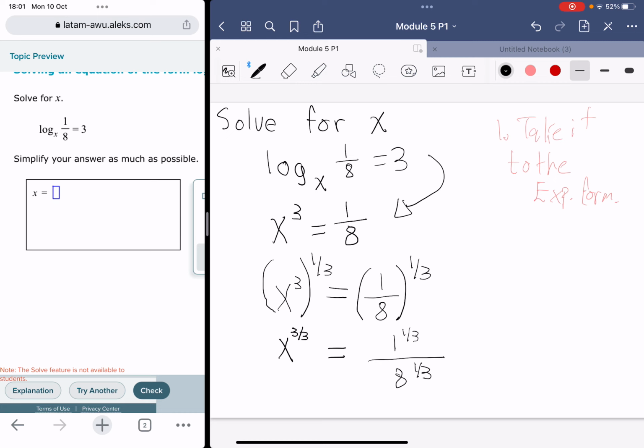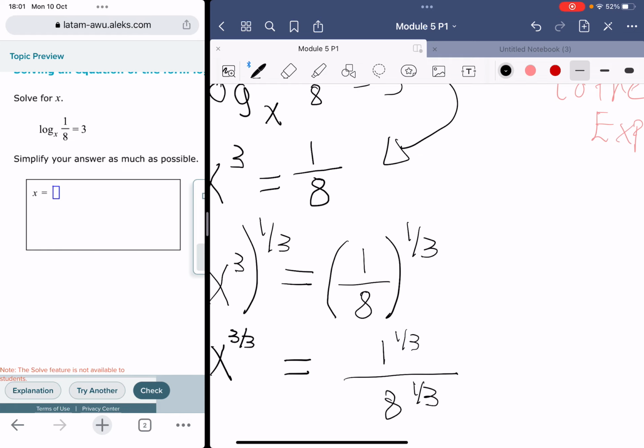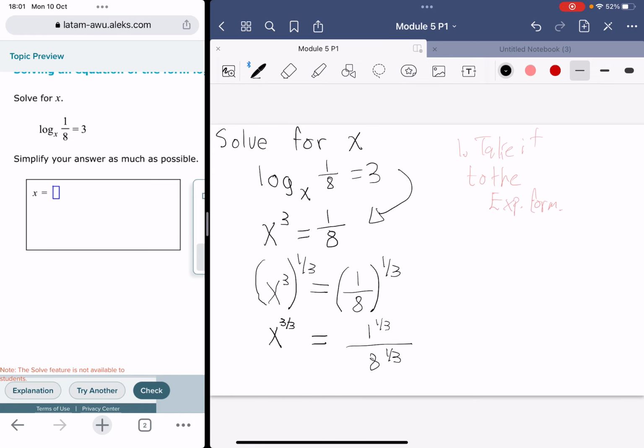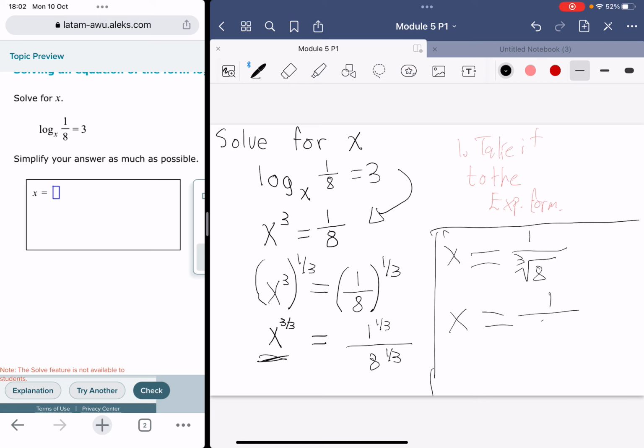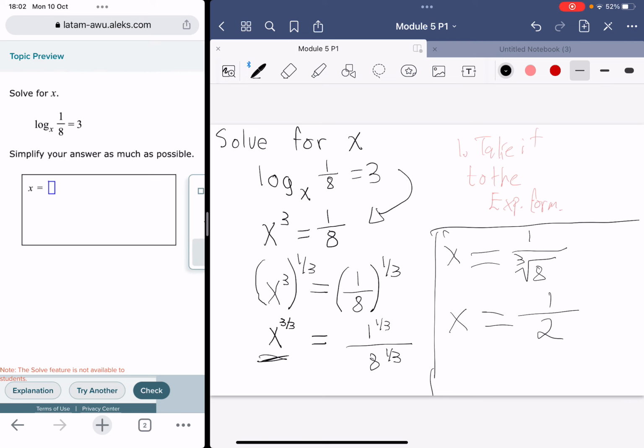Okay, now I will continue simplifying here below. So here on the left side, that is the same as just having an x, which is what I wanted initially, to leave my x alone. Nothing else is there bothering it. And on the right side, I will just do the operation. 1 to the 1/3 is 1. 8 to the 1/3, we can also write it as the cubic root of 8. So x is 1 over 2. That is the answer to this exercise. X is 1 over 2.